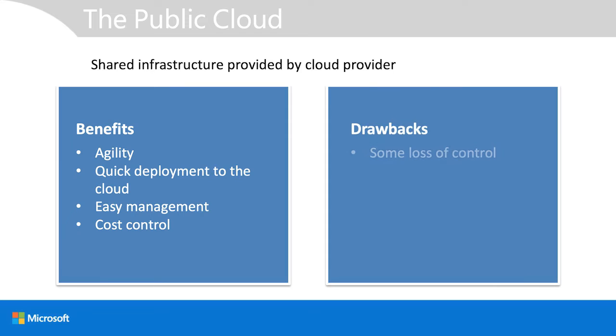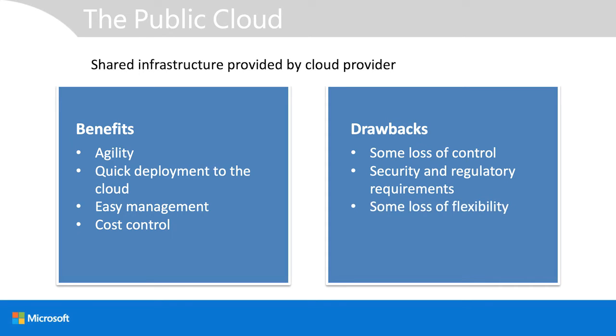At the same time, there are some drawbacks. You do have some loss of control in a public cloud. How much control you have really relies on where your application sits on the cloud pyramid that we looked at earlier. You might also encounter some challenges related to security and regulatory requirements that your application might have. The public cloud also isn't as flexible as operating your own infrastructure. For example, if you want to host your application on a machine with a very specific configuration, you might not have that configuration available to you in the public cloud.